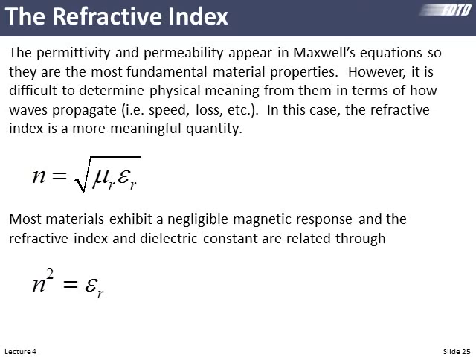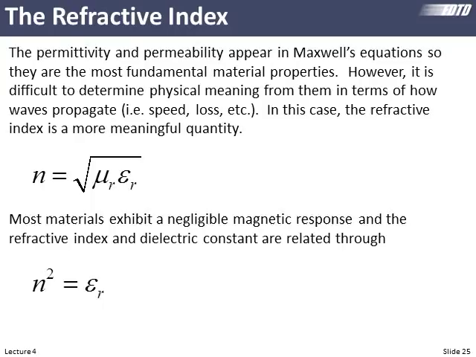We have refractive index. We see the permittivity and the permeability. They appear in Maxwell's equations. So those are what are most fundamental to Maxwell's equations. However, I can't look at the permittivity and permeability and interpret too much physical from those. They're just these fundamental constants that plug into Maxwell's equation somehow. Refractive index is a much more intuitive parameter. That's telling us something now about the wave.